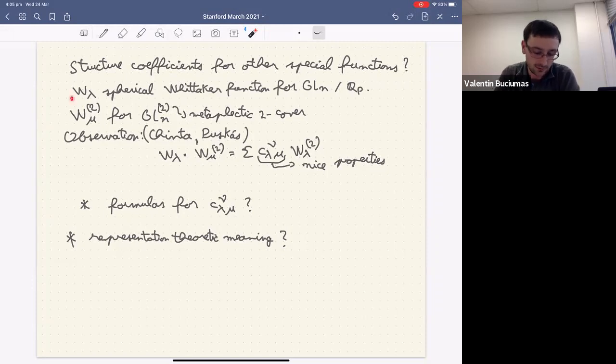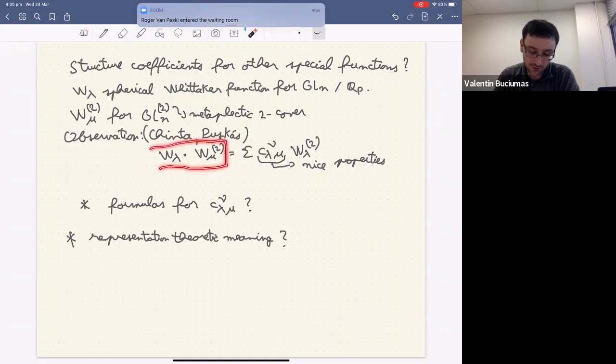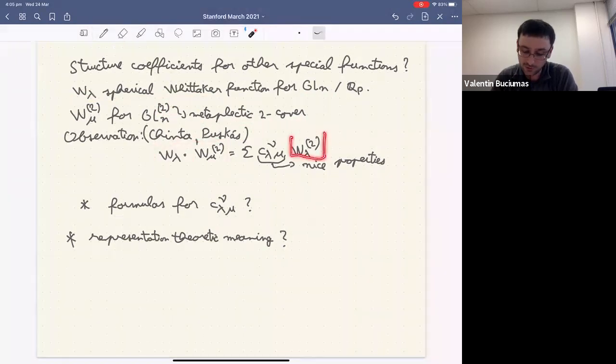These objects were introduced some time ago. If you consider the spherical Whittaker function for GL_n over Q_p, and you also consider the spherical Whittaker function, but now for the double cover, the metaplectic 2-cover of GL_n, again over Q_p. There was this observation by Chinta and Puskás, maybe also by Gunnells, that you may write a product of these two functions, and then you may expand this product in terms of these metaplectic Whittaker functions. So this is a typo.